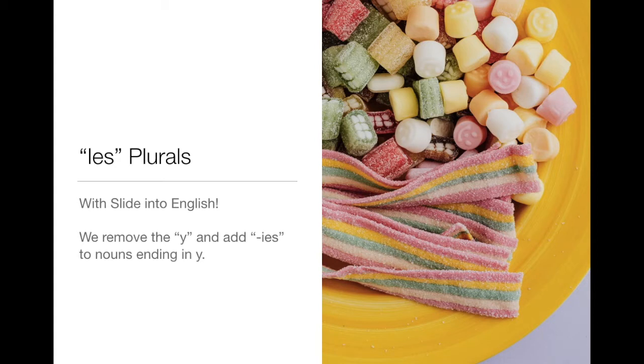And comprehensible input. In our next series on plurals, we are going to learn about the IES plurals. These plurals are specific to words that end in Y. Whenever we have a word that ends in Y, we remove it and add IES to the end. Let's look at some examples.